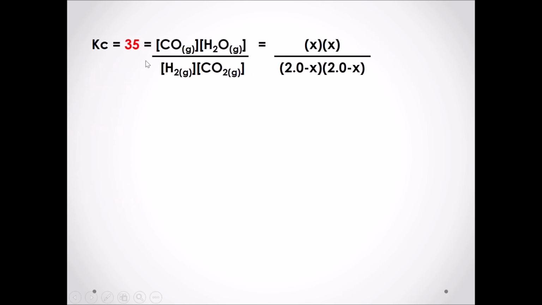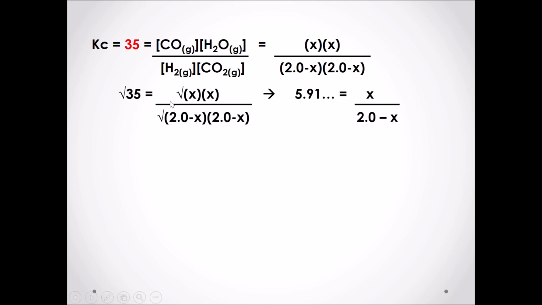We can first write our Kc expression, which is equal to 35. And remember, both products are equal to x, and both reactants are equal to 2.0 minus x. We can square root the Kc value, and square root the concentration of the products and the concentration of the reactants. This will leave us with a value of 5.91 is equal to x divided by 2.0 minus x.